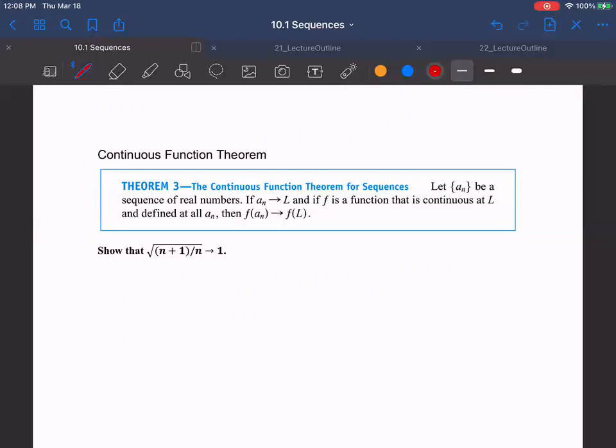Great, what's that good for? Well, let's take a look here. We want to show that the square root of (n plus 1) over n goes to 1. So what we're going to do is let f of x equal the square root of x. That's what we're going to make be our function. So now we can look and say, if (n plus 1) over n goes to 1, then f of (n plus 1) over n goes to f of 1.